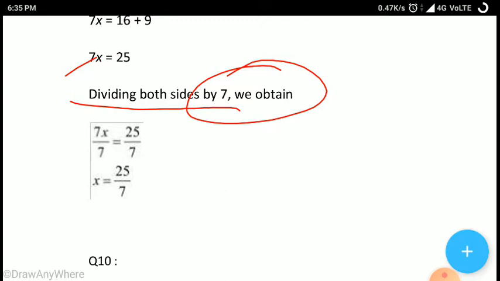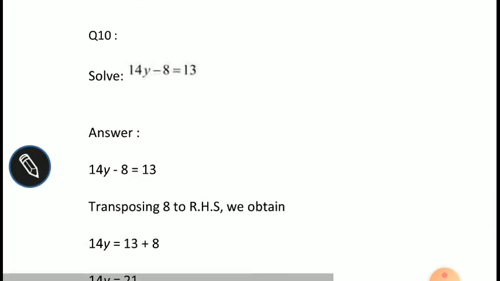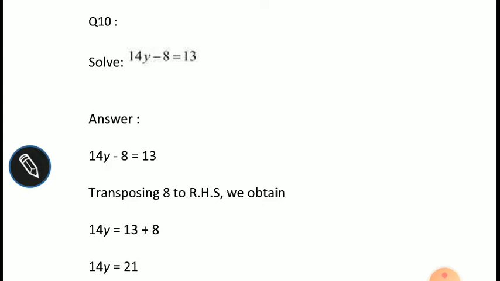So what do we obtain? 7x upon 7 is equal to 25 upon 7. So this number is reduced. So what is remaining here? x is equal to 25 upon 7. Okay students, understood? Now question number 10.